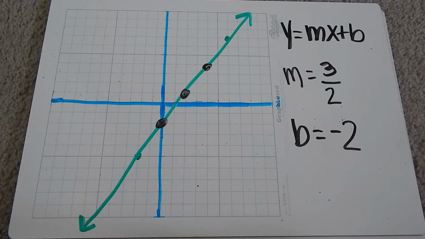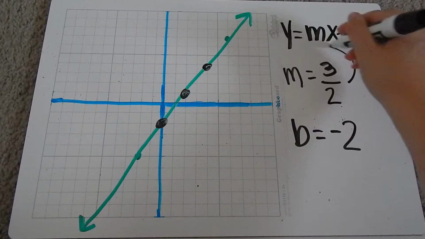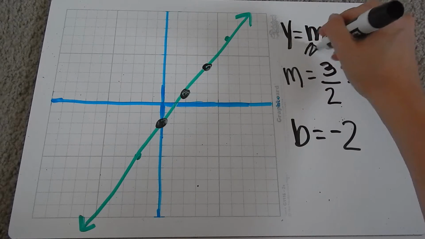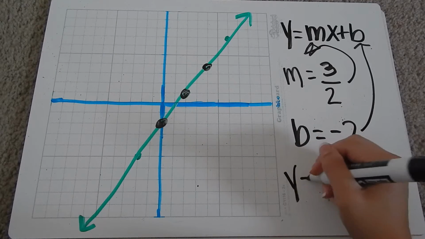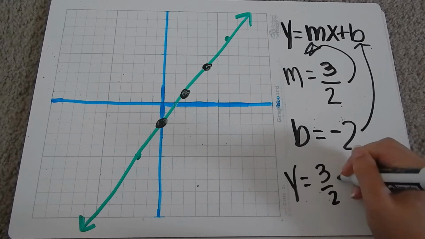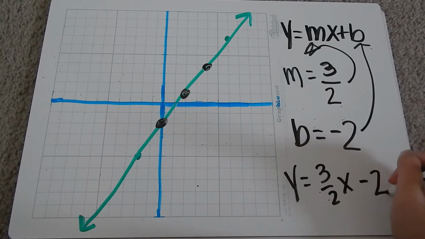So now we can just replace our m and b in our equation, y equals mx plus b. That would go there, and this would go there. So my answer is going to be y equals 3/2 x minus 2.